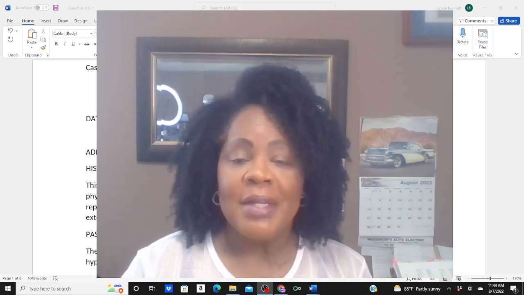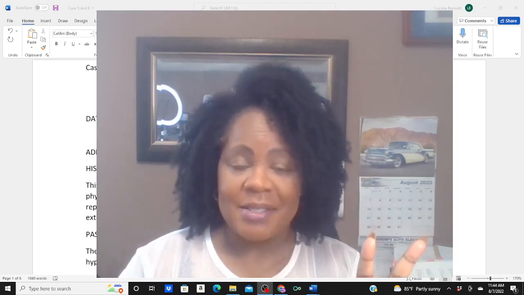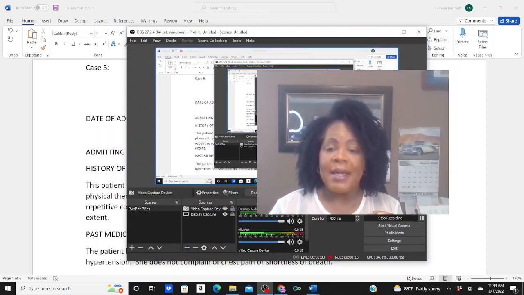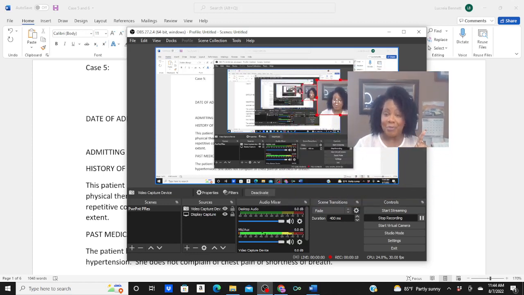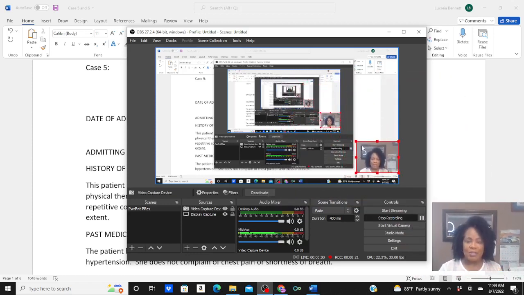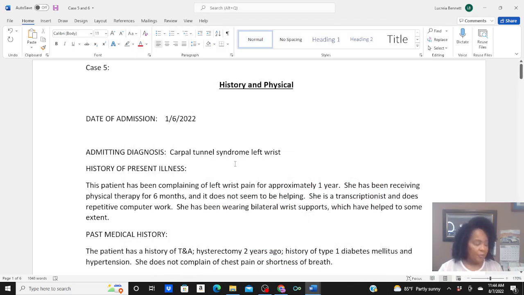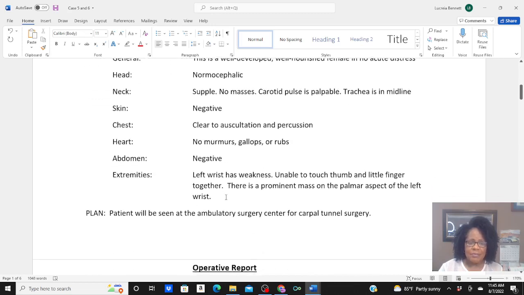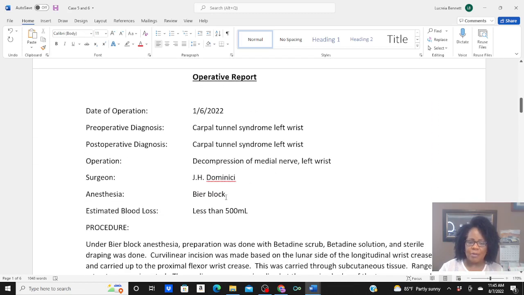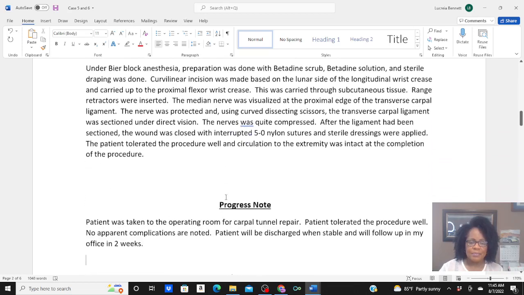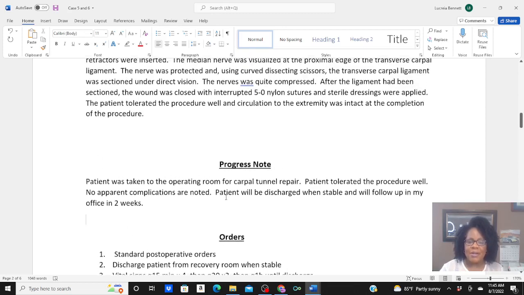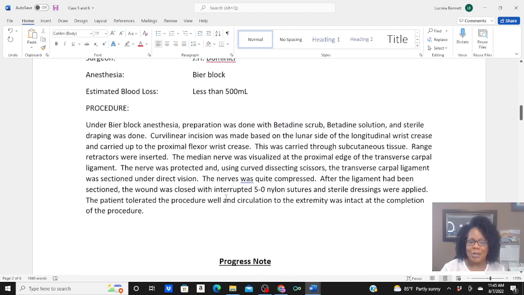Guys, as promised on Friday, I left with you two big cases that included an HMP, op note, in one case a progress note, as well as a path report, as well as progress notes for each. So let's see how well you did. This first case was a carpal tunnel syndrome of the left wrist. Again, physical exam. There's the op report, progress notes, and the orders. So, based on this case, how did you code?